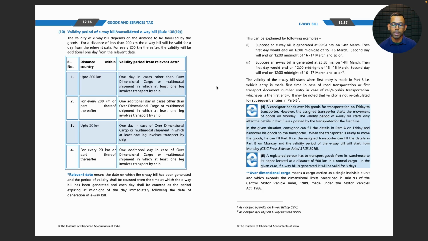A registered person has to transport goods from its warehouse to its depot located at a distance of 500 kilometers in a normal cargo. In the given case, if e-Waybill is generated, it will be valid for 3 days. Okay, what is over-dimensional cargo? Over-dimensional cargo means a cargo carried as a single indivisible unit and which exceeds the dimensional limits prescribed in rule number 93 of the Central Motor Vehicle Rules 1989, made under the Motor Vehicles Act 1988.